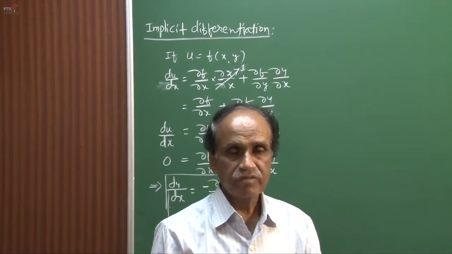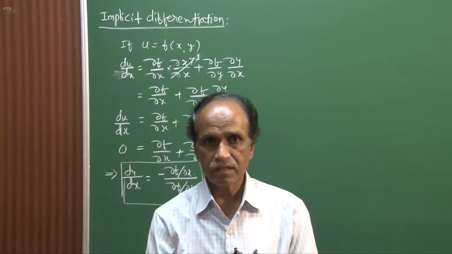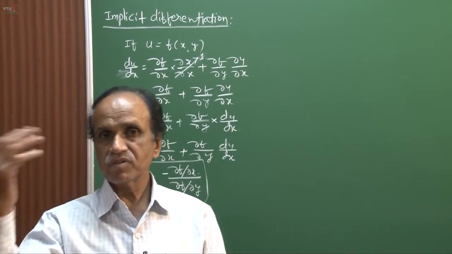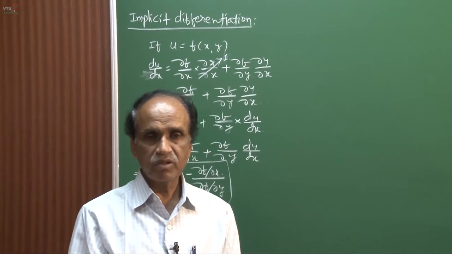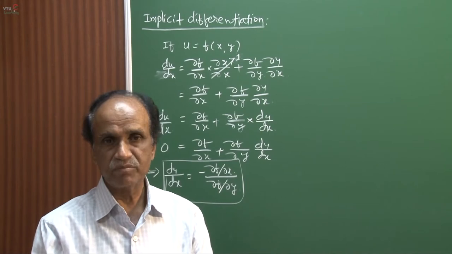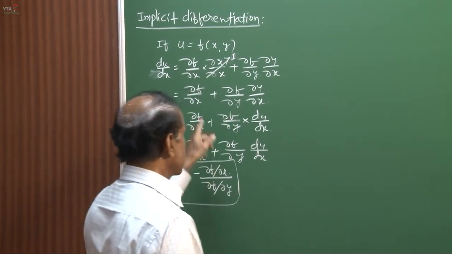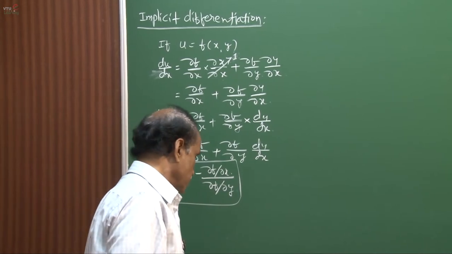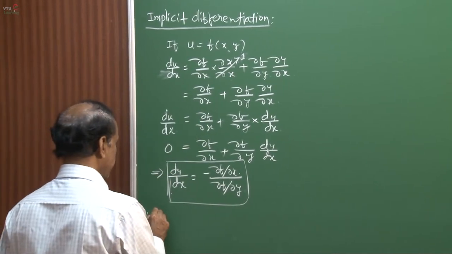Implicit means the function is explained, one variable in terms of the other variable, where we take the derivative with respect to both the variables in one statement. That is called implicit differentiation. Now, based on this result, I shall write one or two examples of how implicit differentiation can be taken.